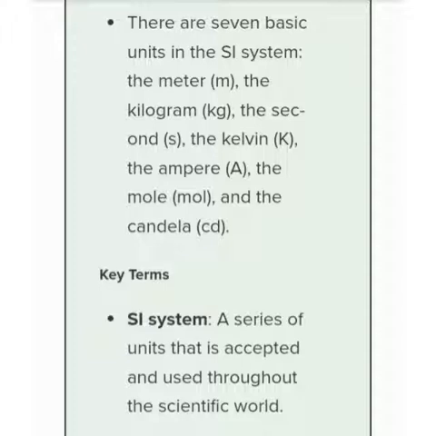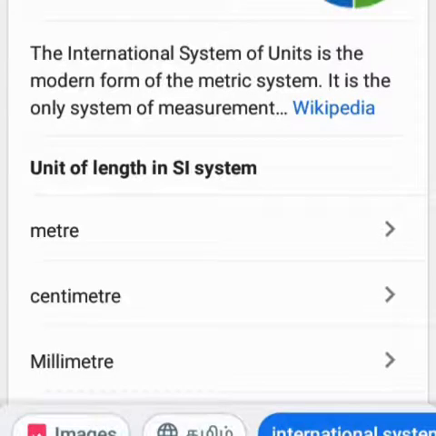So you can learn about the SI system, with units of meter, centimeter, millimeter, etc. You can watch this video to understand. Thank you.